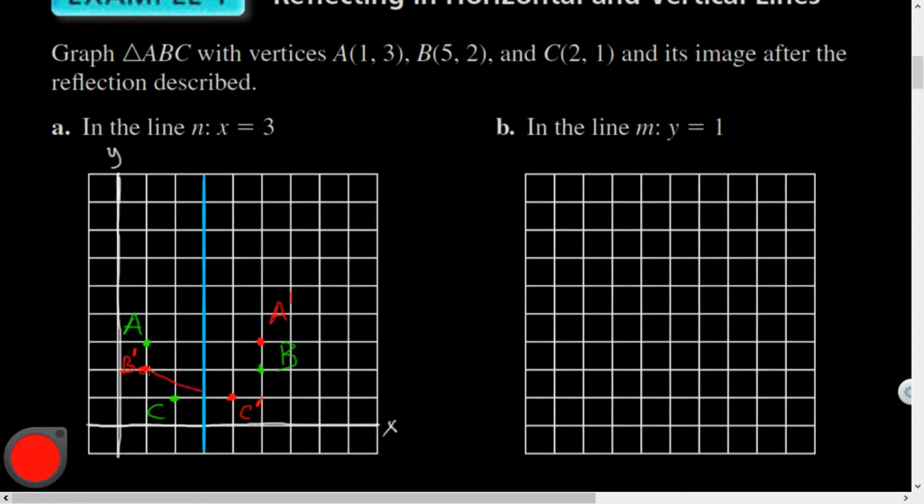I'll try to draw the triangle without using my ruler tool. It would look something like that. And look, it even mirrored over itself, but that's cool.